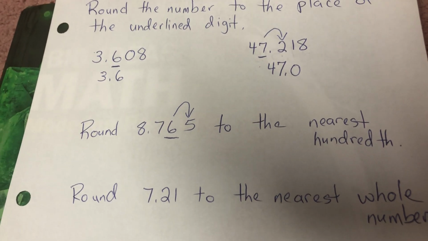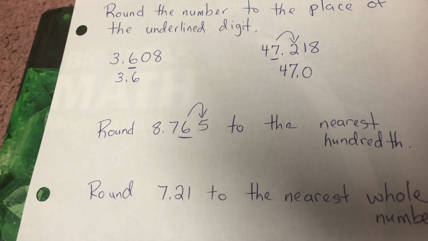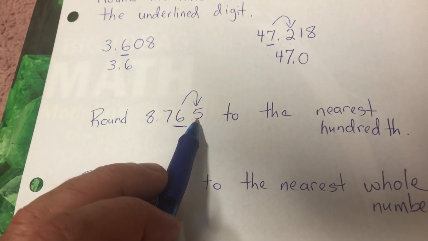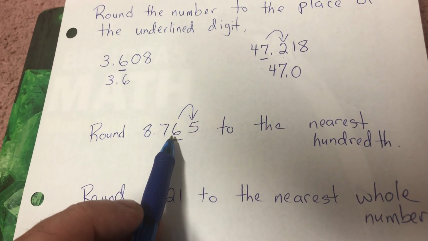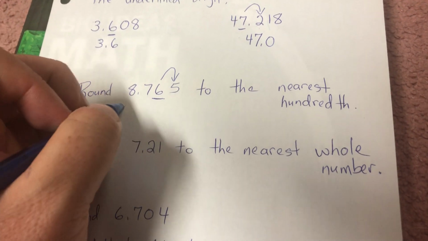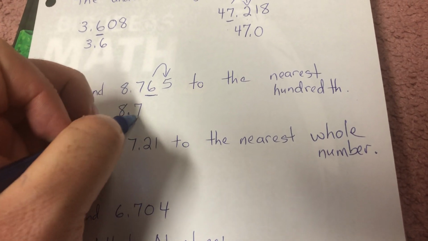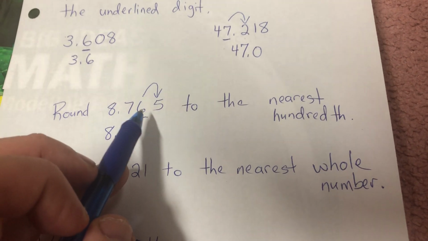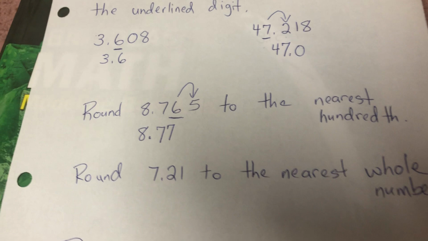So I go back to my rounding rule. 5 and higher, I round up. 4 and less, I round down. Well, this is a 5, so it qualifies as 5 or higher, which means I'm going to round up, which means this 6 is going to become a 7. Everything before this place is going to stay the same. So my 8 is going to stay an 8. My decimal stays in the same spot. My 7 is going to stay a 7. And since the 5 is telling me to round up, this 6 is also going to become a 7.